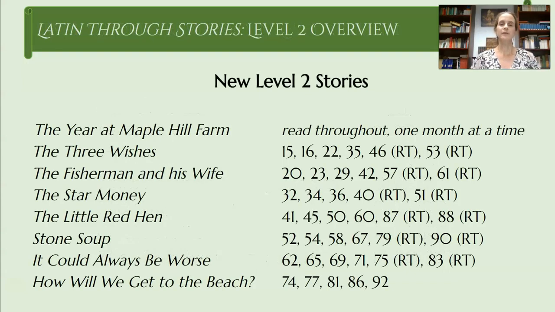And then the new Level 2 stories still continue with the theme of folktales for the most part. The Year at Maple Hill Farm is a book that we use throughout. It has a big page of really mostly pictures for each month of the year, and then we have guided conversations for you about those pictures, basically similar to picture studies, ignoring the English text on there. So that is used throughout the year for each month. And then the others are mostly folktales, except for the very last one. I'll talk about that in a minute.